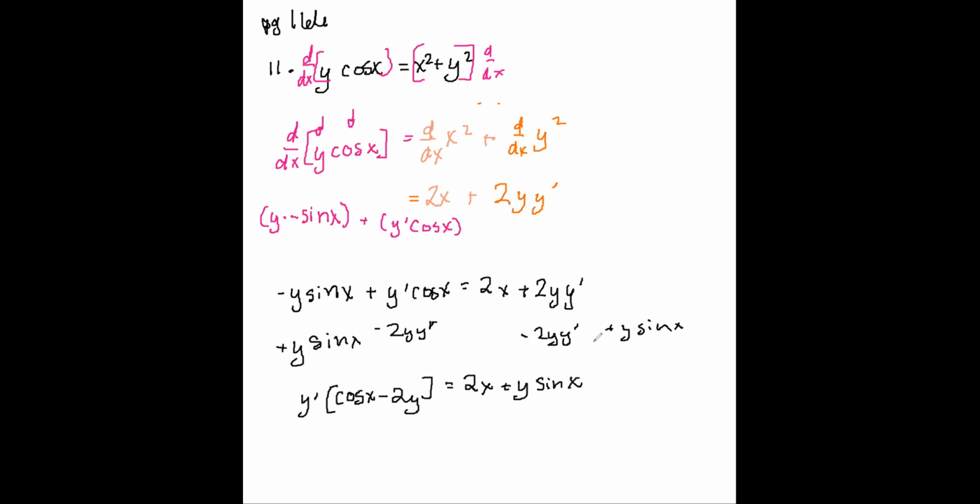Did I make any mistakes? I don't think so. Okay. If I did, call me out. So y prime, or dy dx, is going to be equal to 2x plus y sine x over cos x minus 2y. Coolio.